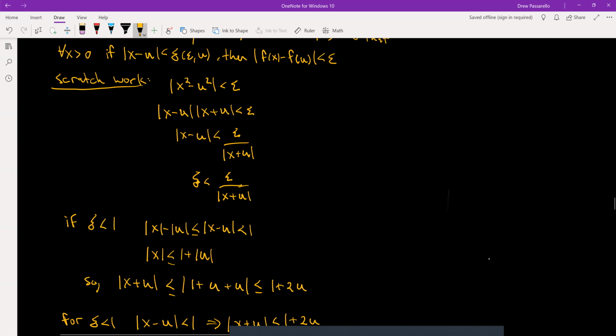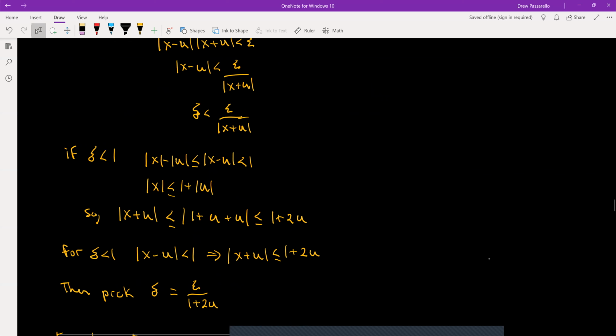Now, if delta is less than 1, then we know by the corollary to the triangle inequality that the absolute value of x minus the absolute value of u is less than or equal to the absolute value of x minus u, which would be less than 1 if we're needing it to be less than delta. But then that would imply that when we add the absolute value of u, we have the absolute value of x is less than or equal to 1 plus the absolute value of u.